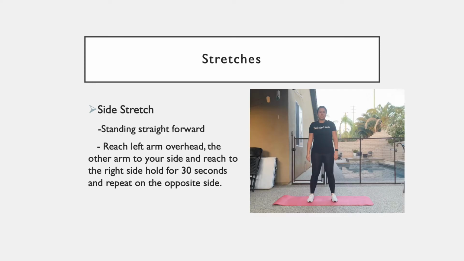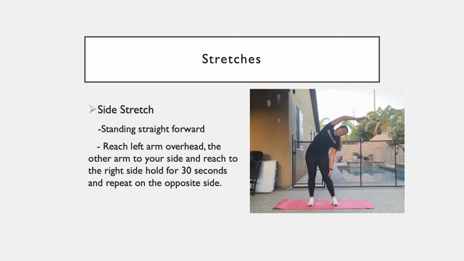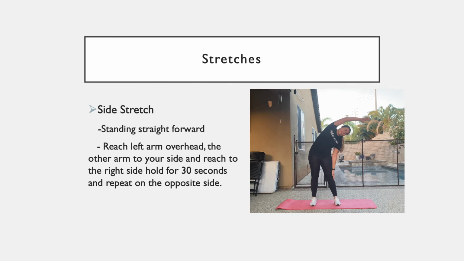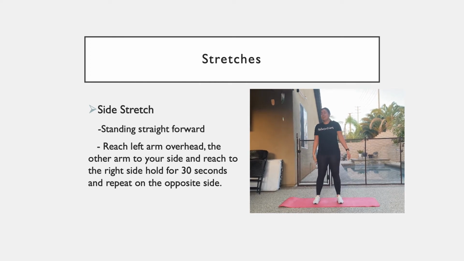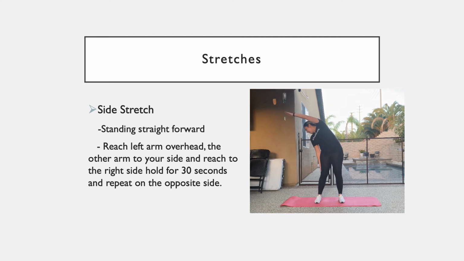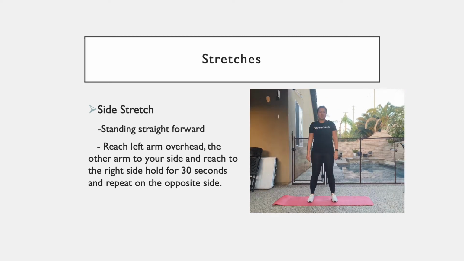So here's some stretches. So the first one is a side stretch. So you can see in this photo or this video that I start standing straight forward, and then you could reach your left arm over your head, then the other arm is going to be on your side, and reach to the right side, hold for 30 seconds, and repeat on the opposite side.